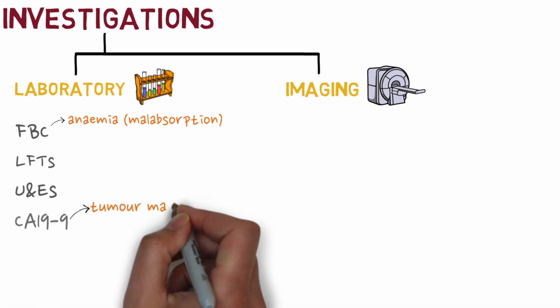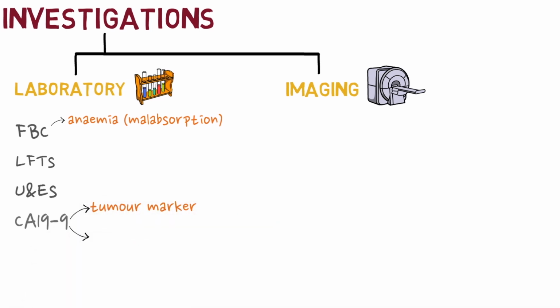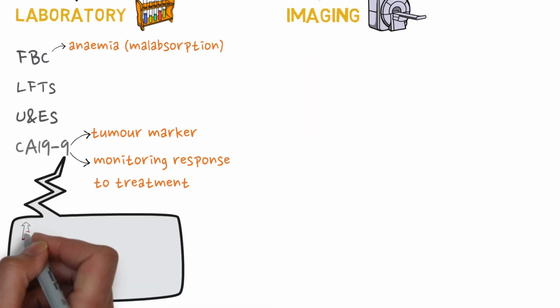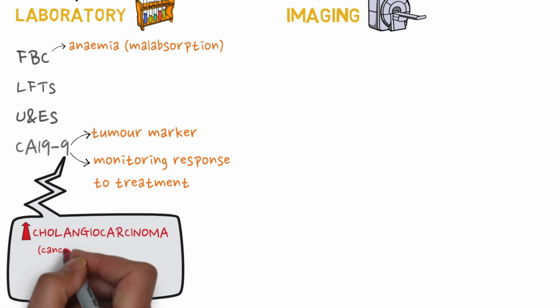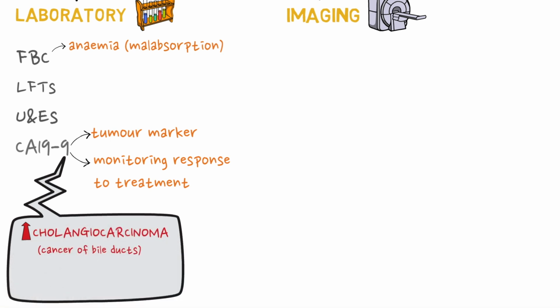This is a tumour marker that is highly specific for pancreatic cancer, although it is mainly used for monitoring the response to treatment as opposed to initial diagnosing. It is important to note here that there may also be a raised CA19-9 in cholangiocarcinomas. Due to the location of cholangiocarcinomas, they may also present with a very similar clinical picture. Hence, when pancreatic cancer is suspected, cholangiocarcinoma should be high up on the list of differentials.